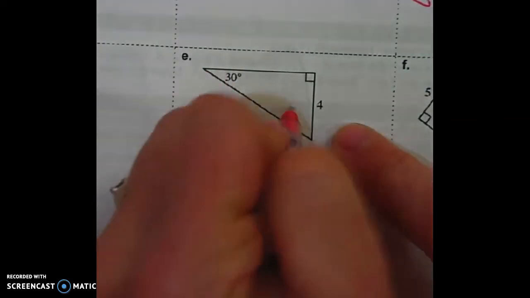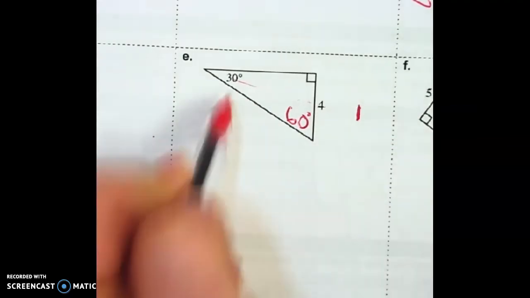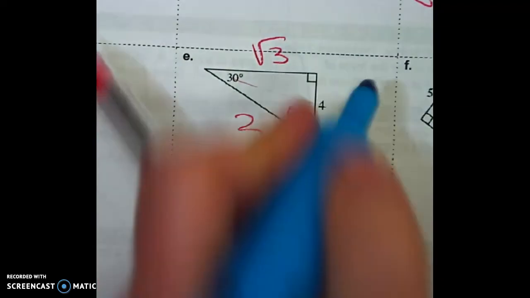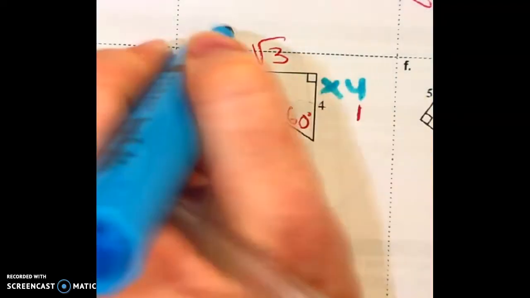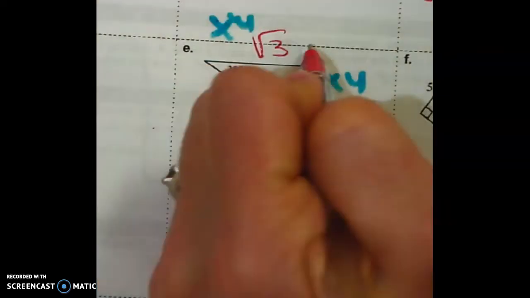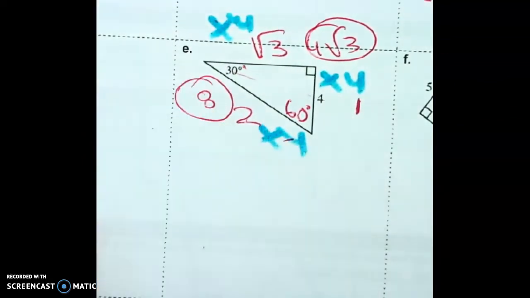I see 30, 60. What's across from the 30? 1. What's the long side? 2. So this is rad 3. 1 times what is 4? So times 4, times 4, times 4. 4 times rad 3 is 4 rad 3. And 2 times 4 is 8.